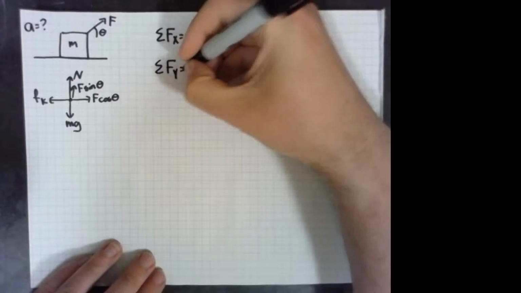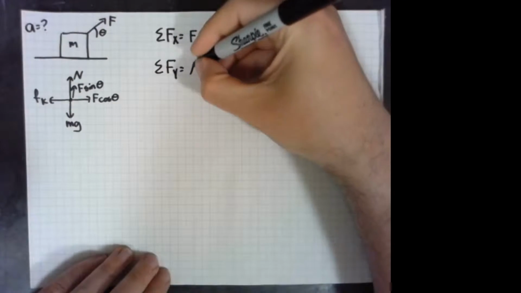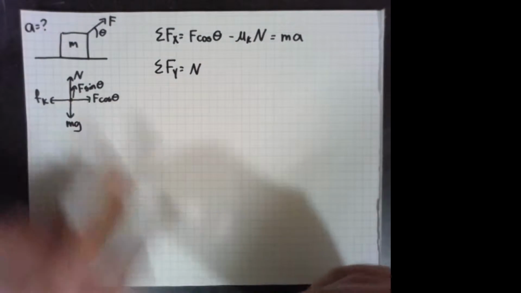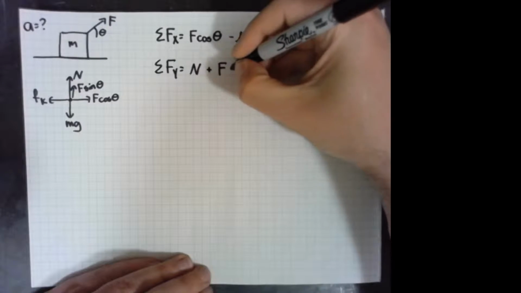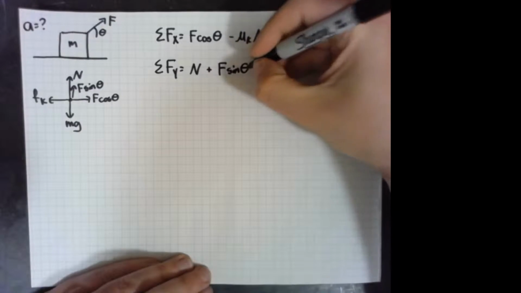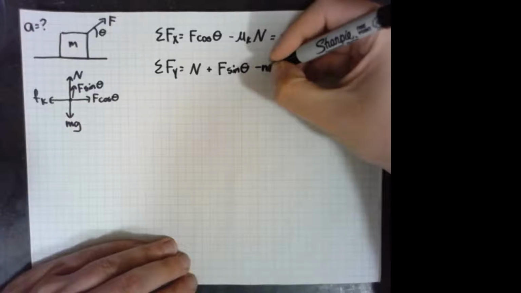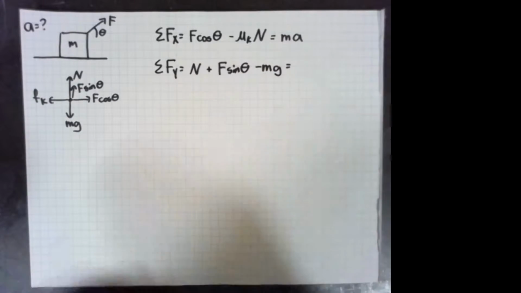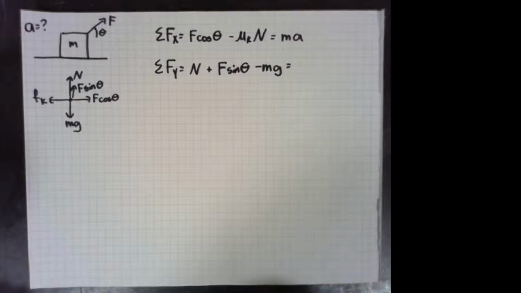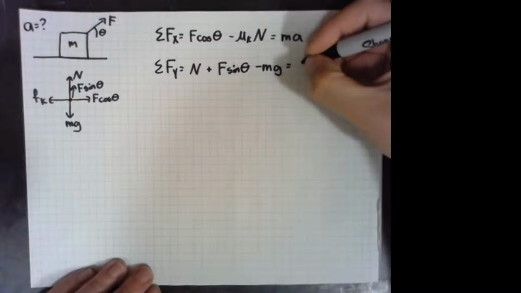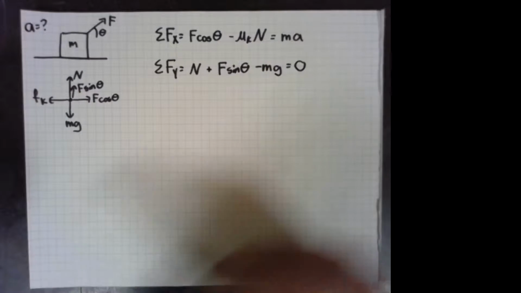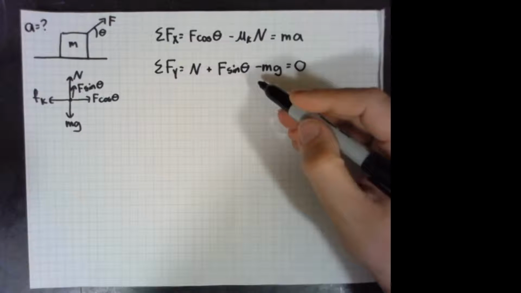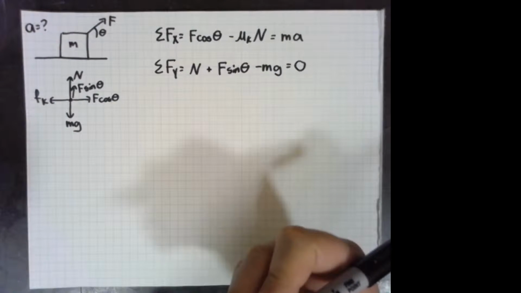Now also vertically. Sum of the forces in the vertical direction is a normal force up, an F sine theta force up as well, because we're pulling up and at an angle, and the weight force down. Now in this case, we know it's sitting on the table. It's not floating into the air, it's not sinking into the ground, so the vertical acceleration is 0. This force must be 0. So there we have Newton's law written down, free body diagram, everything we need to know.